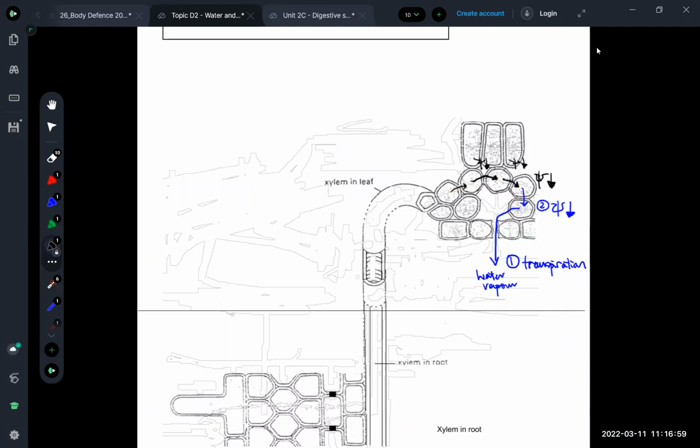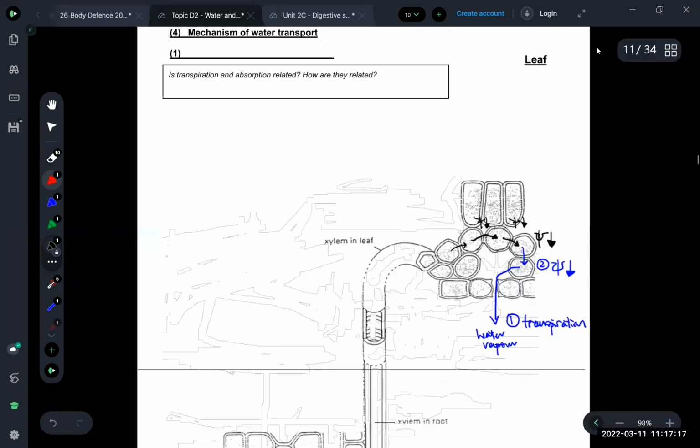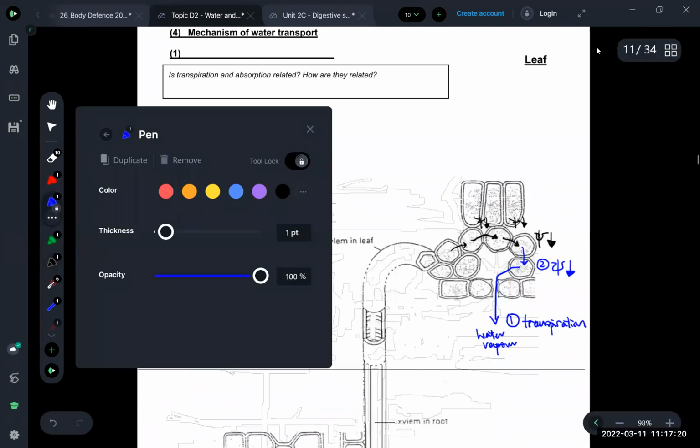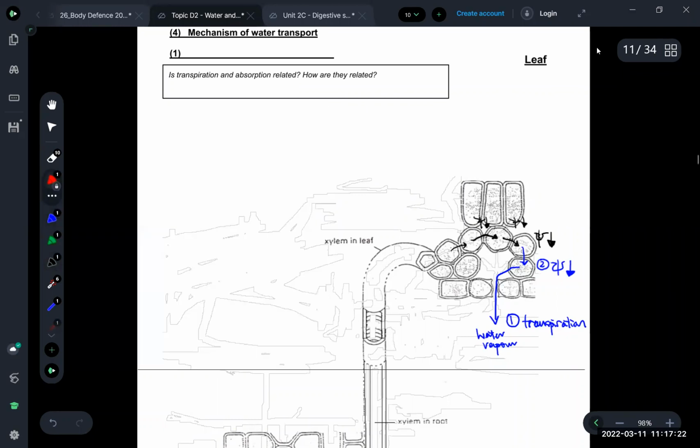So where will it lead to? Eventually, you can imagine, there must be a cell that is right next to the xylem. So what's so special about xylem here? It's because the xylem here would be having the highest water potential. Agree?